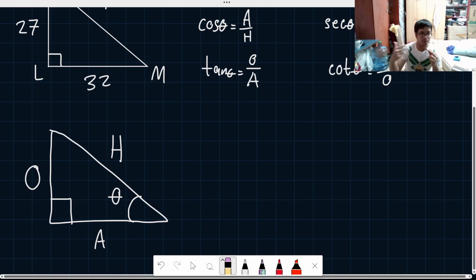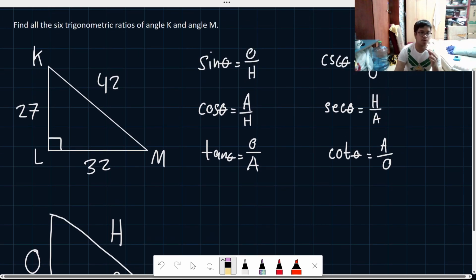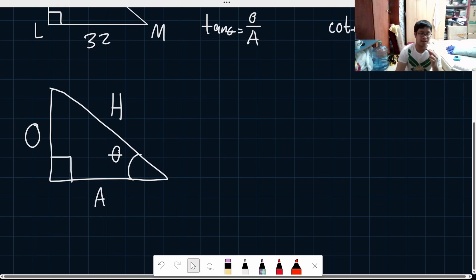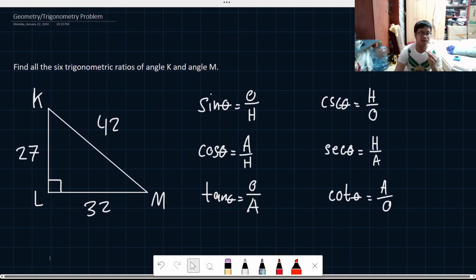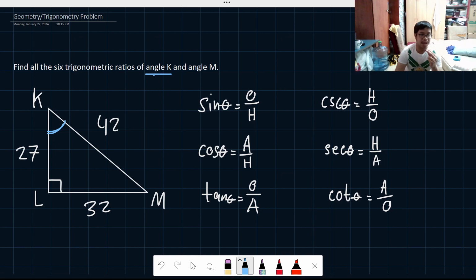So the reason why we're going to recall this is because the first thing we're going to do is label the parts of this right triangle with a given angle, all right? A given acute angle, actually. So let's erase this one. Let's start first with, if we're going to focus on angle K, this one. We're going to focus on this part, angle K, all right?